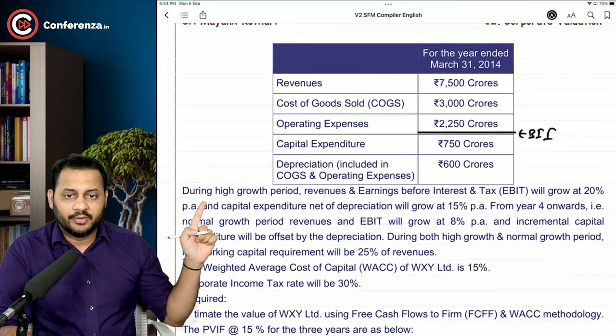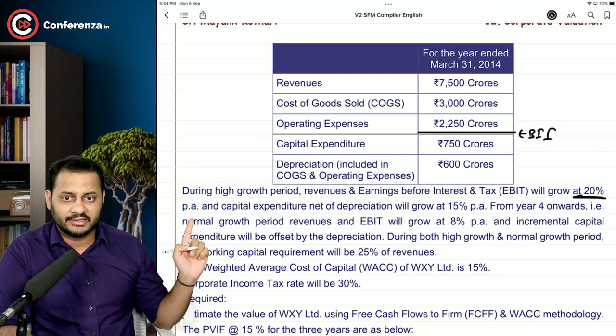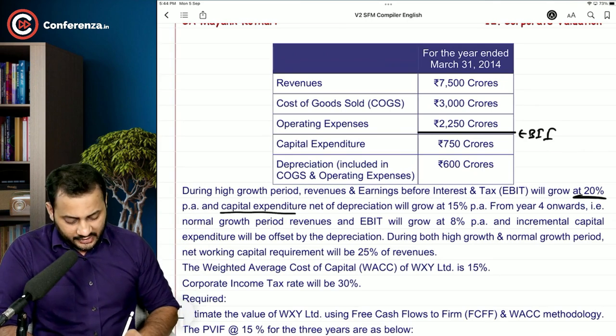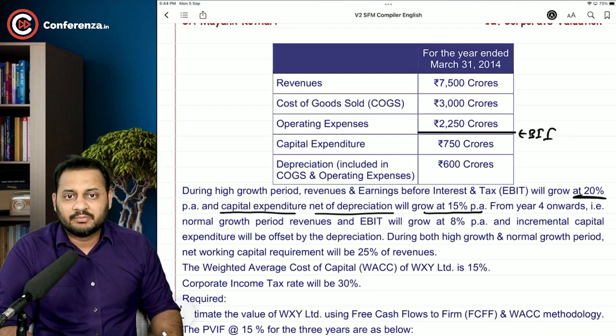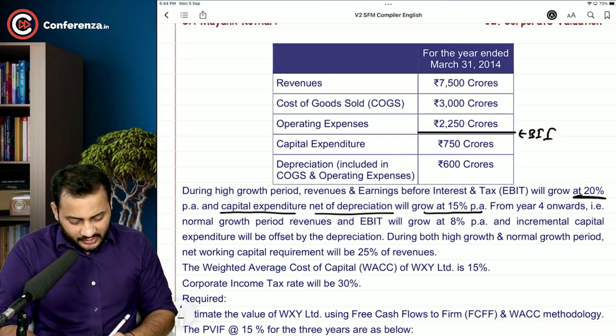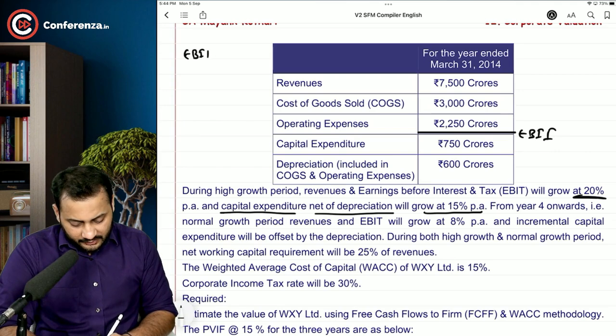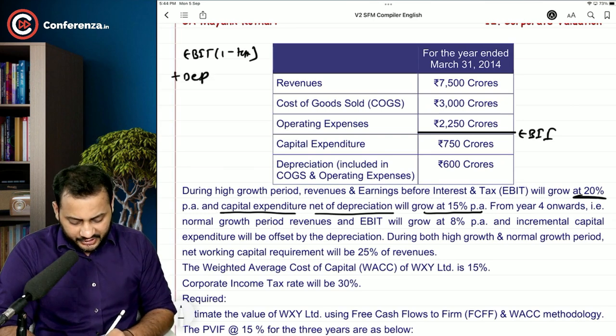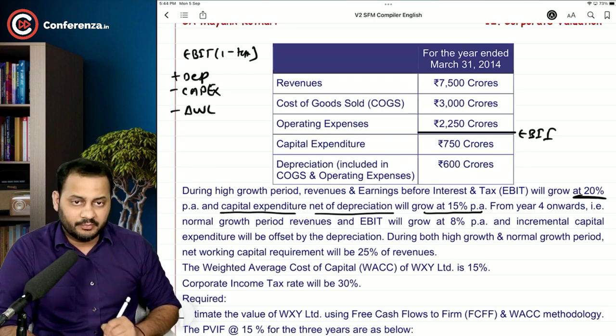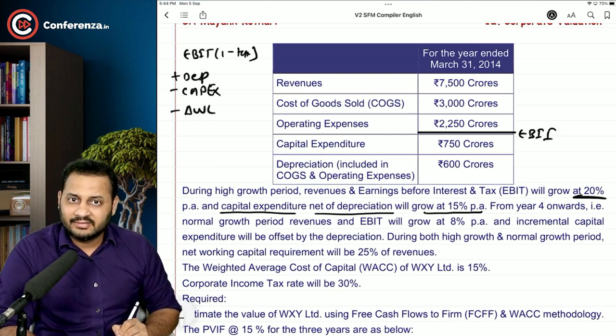Let's have a look. During the high growth period, revenues and earnings before interest and tax will grow at 20% as it is said, and the capital expenditure net of depreciation will grow at a rate of 15%. Capex minus depreciation. You remember one thing. We started with EBIT 1 minus tax, and then we had to add back depreciation, deduct capex, deduct change in working capital, right? These are the 3 items that need to be adjusted.